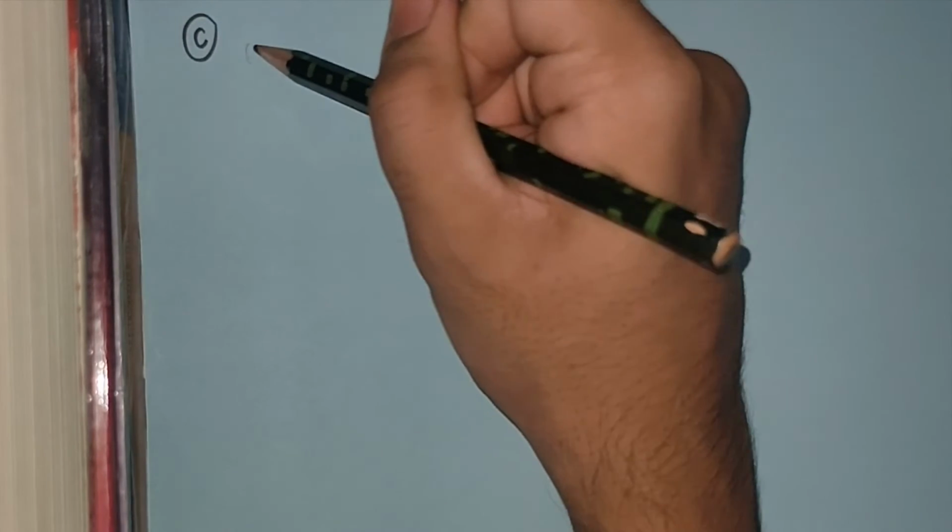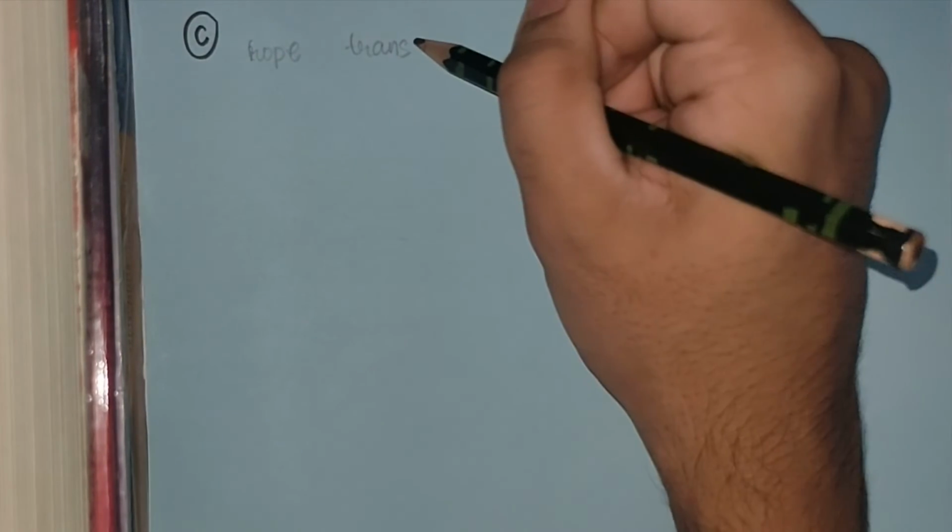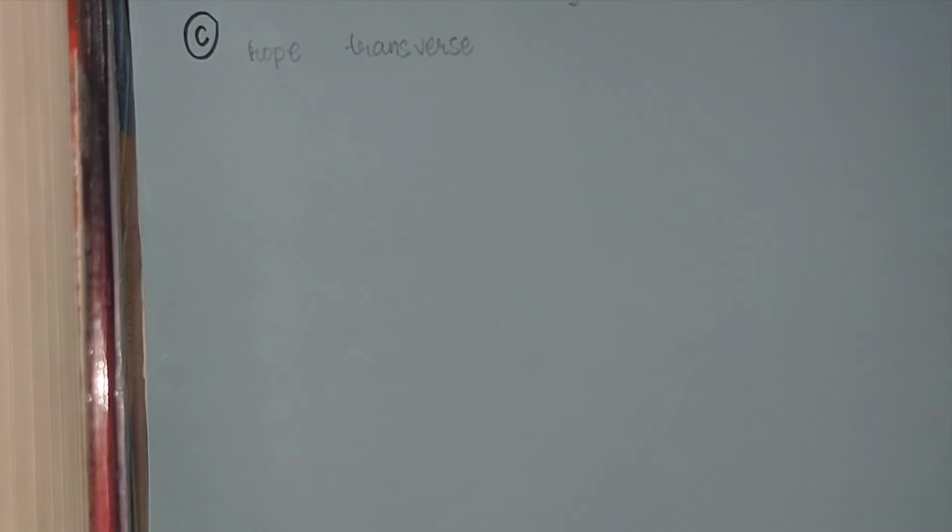Part C. A transverse wave is produced in a long horizontal rope. Okay, so first of all we have a rope which is quite long, and we have a transverse wave. What is a transverse wave? So basically, a transverse wave is a wave which travels in the direction which is perpendicular to its disturbances. So one of the examples is a water wave.